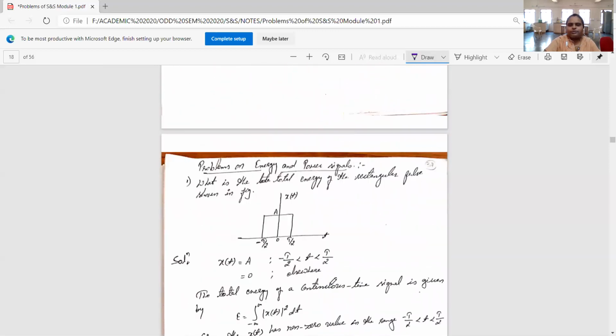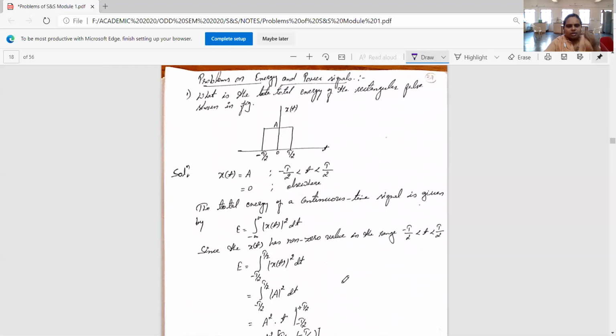Okay, next we go with the problems based on energy and power signals. This energy and power signal, we already went through the equations. Here the first problem is given to us: what is the total energy of the rectangular pulse shown in the figure? That is from minus T by 2 to plus T by 2 with the amplitude as A.